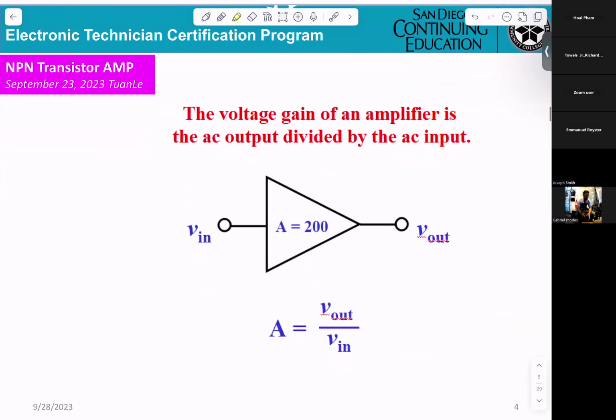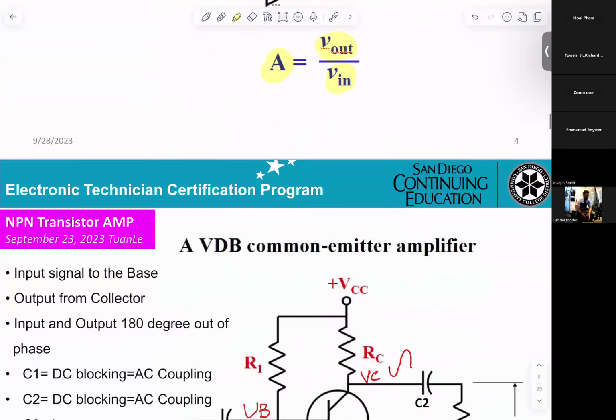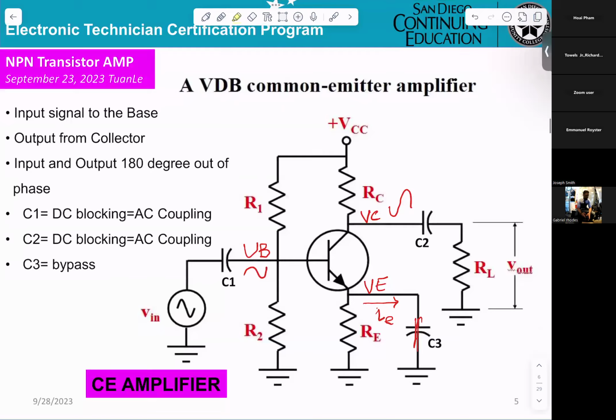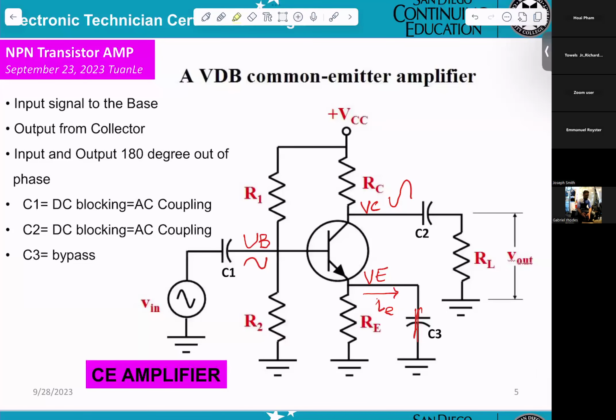Now, if you get an amplifier, you get an input here. Okay? And this is the output and the gain. So the gain, basically, by definition, equals V out divided by V in. Okay. The next one we're talking about is the common emitter amplifier.